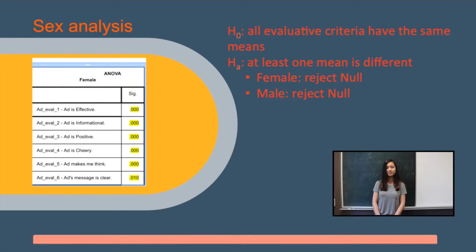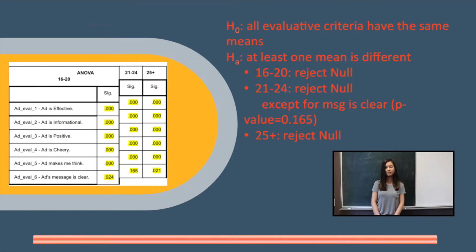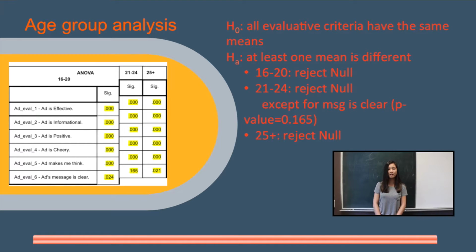For the age group analysis, for people within 16 to 20 years old, we found that every evaluative criteria had statistically different means between ad types. Ad type 2 makes this age group think more and is perceived as more informational than the other ad types. Similar trends were also found in the 21 to 24 and 25 or above age groups, where type 2 ads were consistently found to be more informational, effective, and thoughtful. According to the ANOVA, we found that there was no difference in means among age groups in ad type 2.